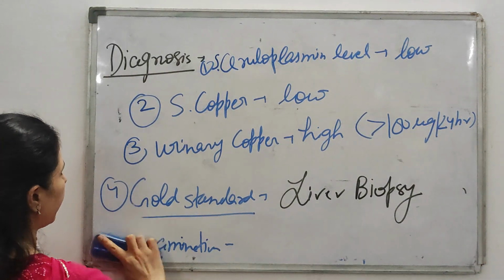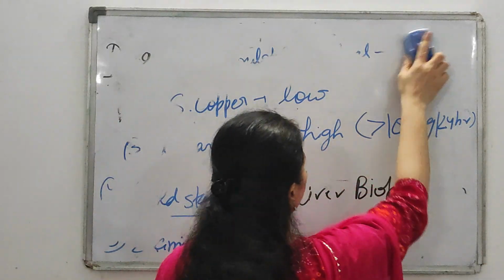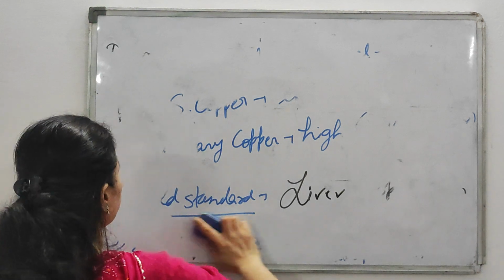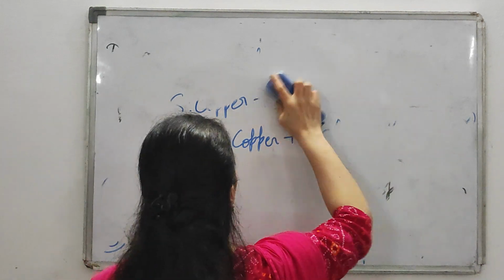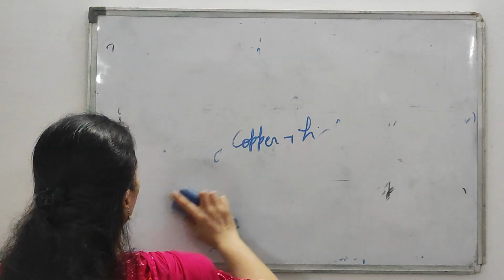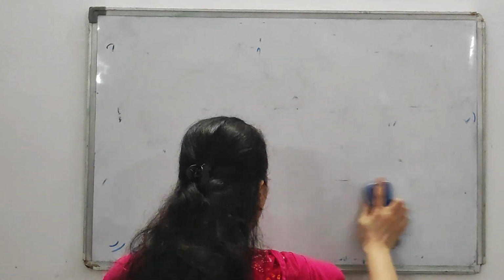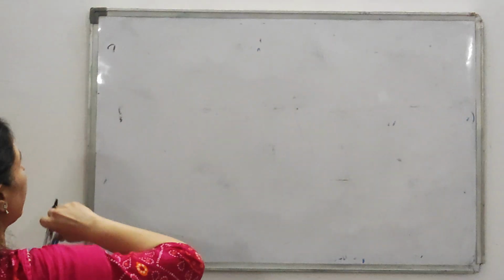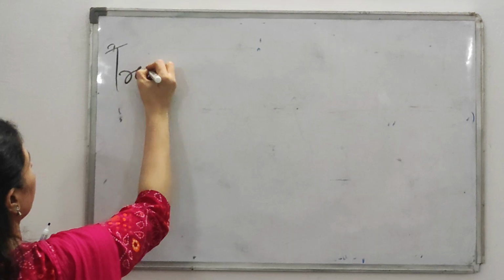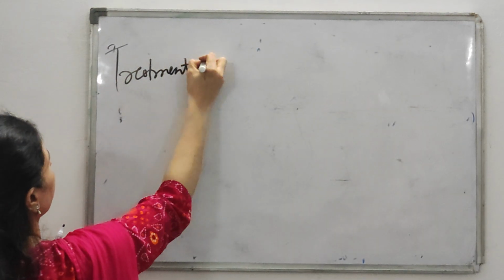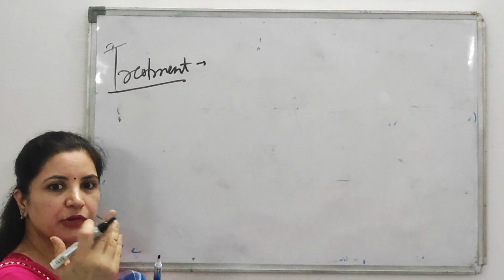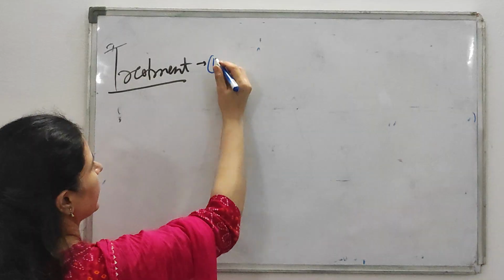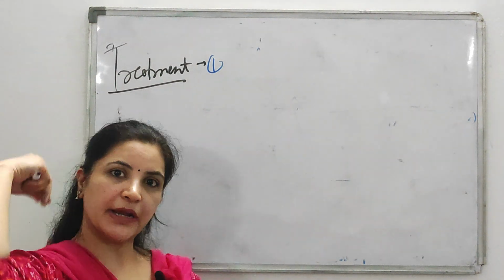Now comes the treatment. How will you treat the Wilson patient? What treatment will you give? There is excess copper, and that excess copper gets deposited in all of your organs. So what is the main treatment strategy? You will remove the copper that is deposited everywhere. First thing, dietary restriction. You will give a diet restricted in copper.